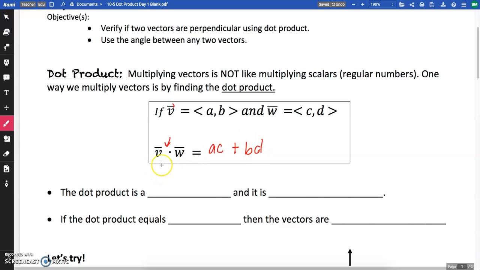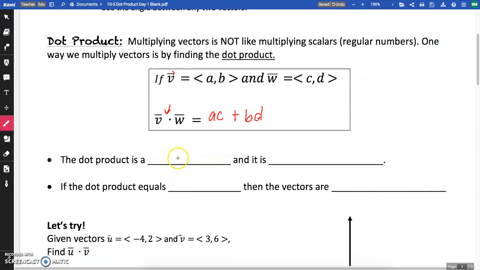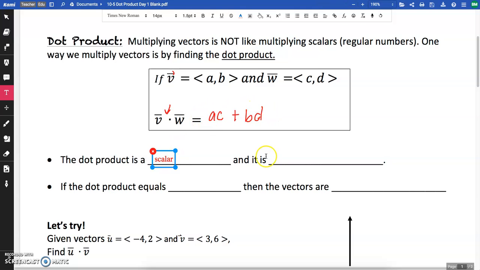A couple things we can add here for the fill in the blank. The dot product is a scalar. That's what I meant before when I said it's a regular number. There's no vector brackets. And it is commutative. That means it doesn't matter if we do v dot w or w dot v. The order can go both ways. You'll get the same answer.